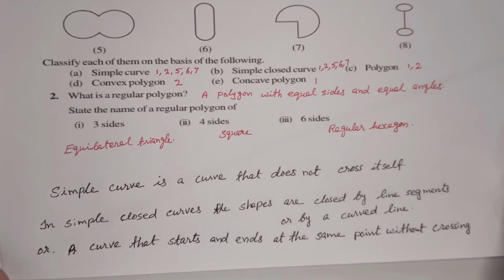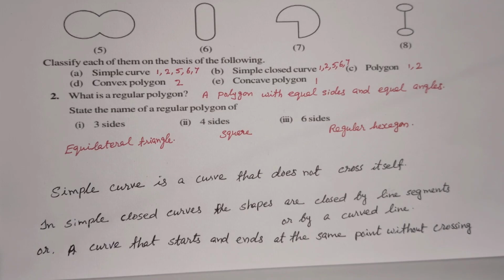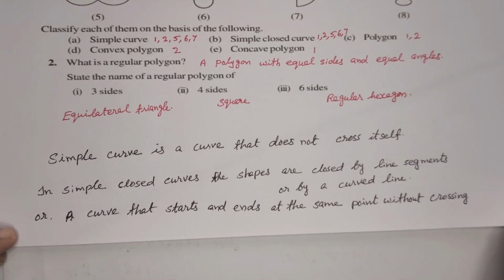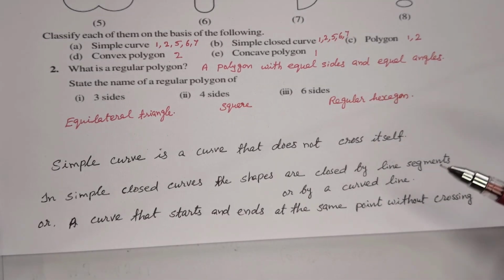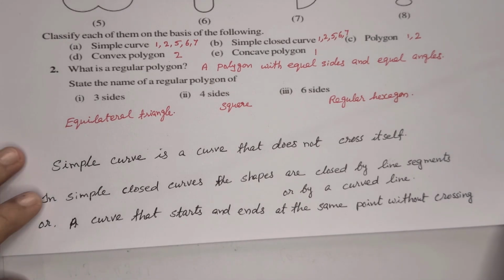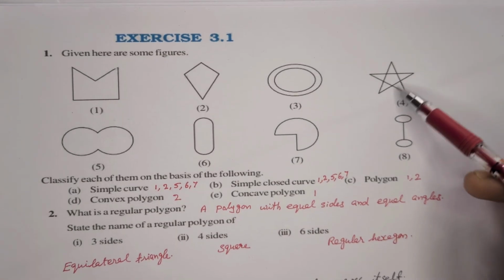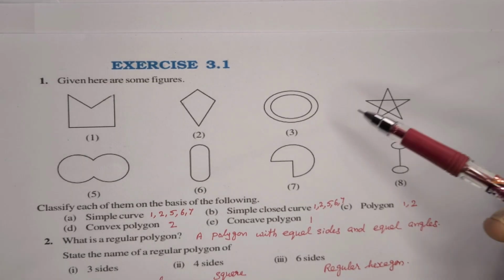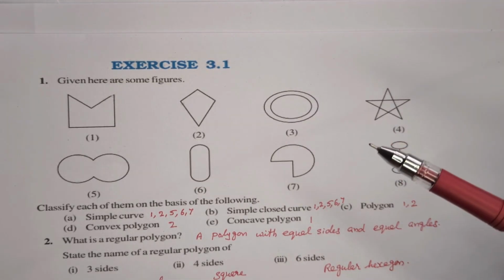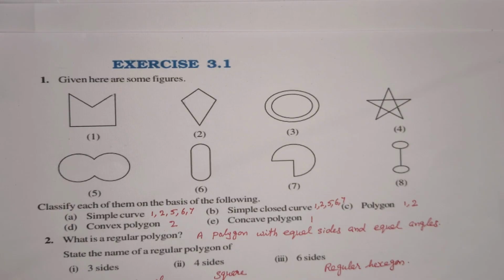So we can see that a simple curve is a curve that does not cross itself. In simple closed curves, the shapes are closed by line segments or by a curved line. A curve that starts and ends at the same point without crossing. Here we can see in this figure, it's crossing here. The lines are crossing, so that is not a simple closed curve. And here the starting and ending point is not the same. This one also the same way.